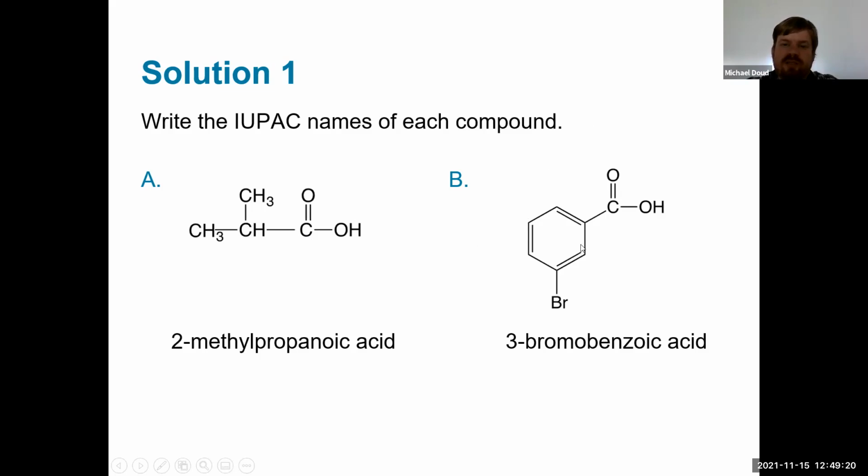Over here, we should recognize it's a benzene ring with a carboxylic acid group attached. And we note that we have a bromine on carbon 1, 2, 3. So that should be 3-bromo benzoic acid. Remember, carbon number 1 is the one that's attached to the carboxylic acid group. This is not numbered in the benzoic acid scheme.